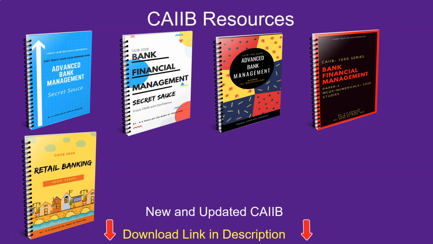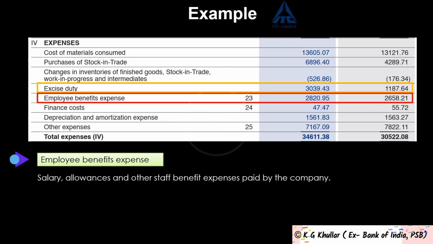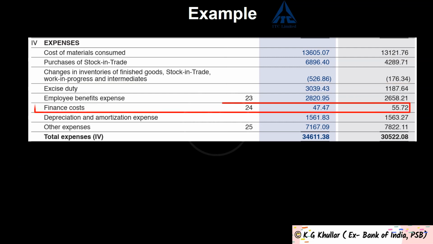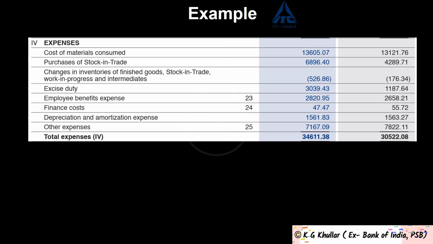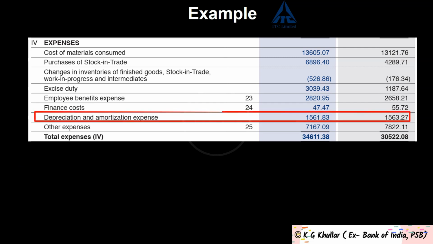Let's move forward with our lecture. Then we have finance cost. Now friends, finance cost means cost incurred by the company on borrowings, that is loans taken by the company. Now this includes interest paid on borrowings from the banks and others like public deposits, debentures and bonds. Then next friends, we have depreciation and amortization expenses. Now friends, at CIB level, I hope you all know what depreciation and amortization is. And lastly friends, we have other expenses, which includes all the expenses which can't be classified in above heads.